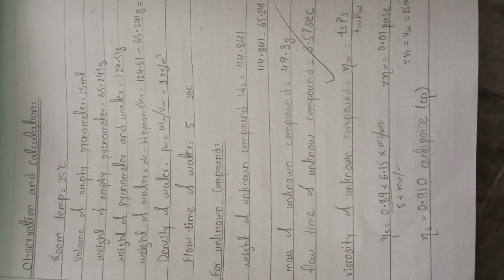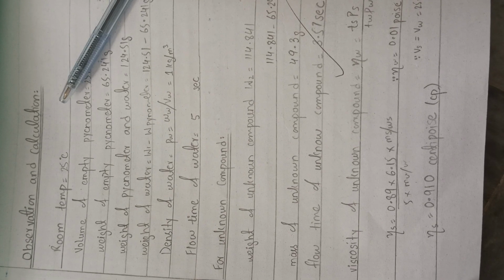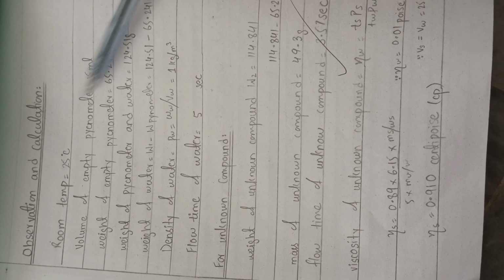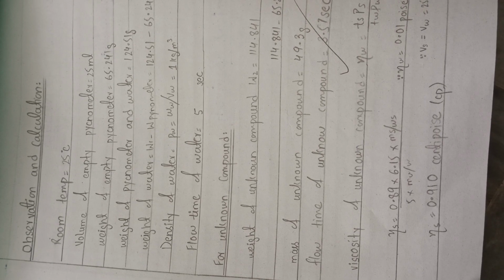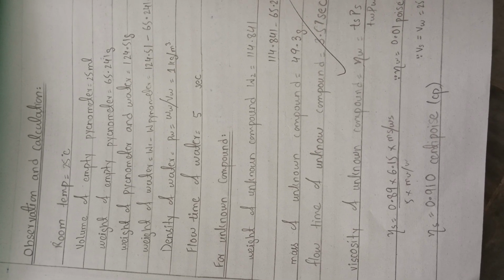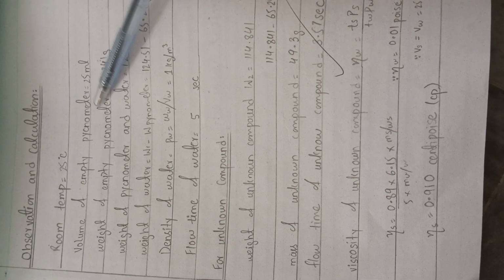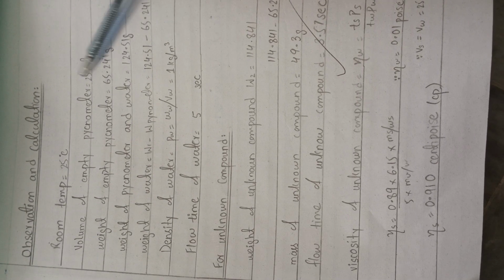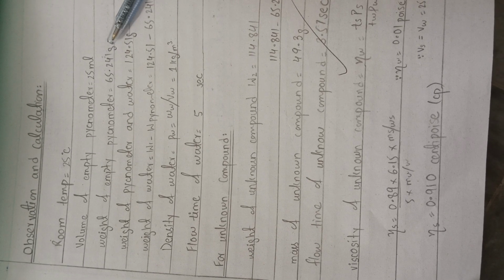So now we discuss the calculations for this experiment. First you have to perform this experiment at room temperature, because you can see the temperature has a great effect on the viscosity, so you have to keep your temperature fixed. Okay, then you have to note the volume of the empty piezometer. You place this piezometer and then you find the volume of it, then you weigh it. Okay, the weight will come out like this.